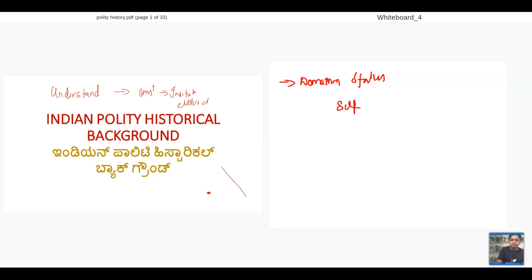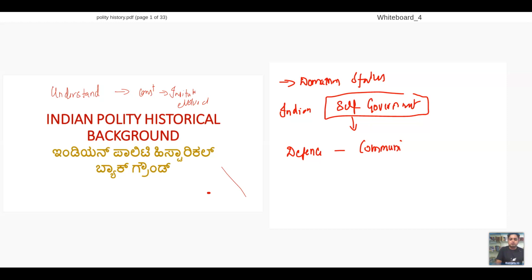So self-government will be given. Self-government for Indians will be given. But three things won't be given to Indians. Defense, they will take care. Then they will take care of communication. Then they will take care of foreign relationship. Everything else will be Indian. This is called dominion status.